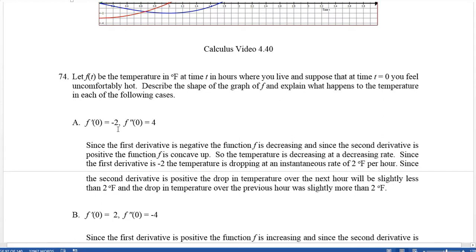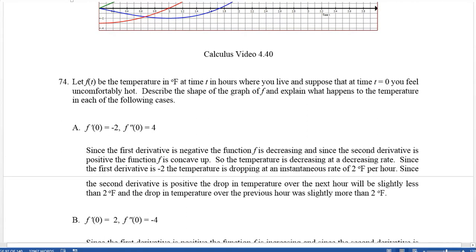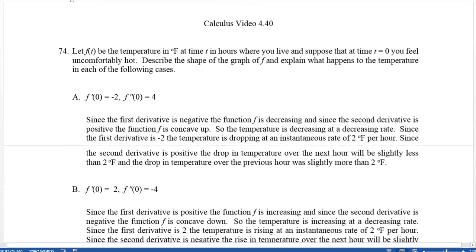All right, what if we change it? What if we make f prime of 0 equals 2, but f double prime of 0 equals -4? Same basic setup, but different information here. Okay, let's see what we've got this time.